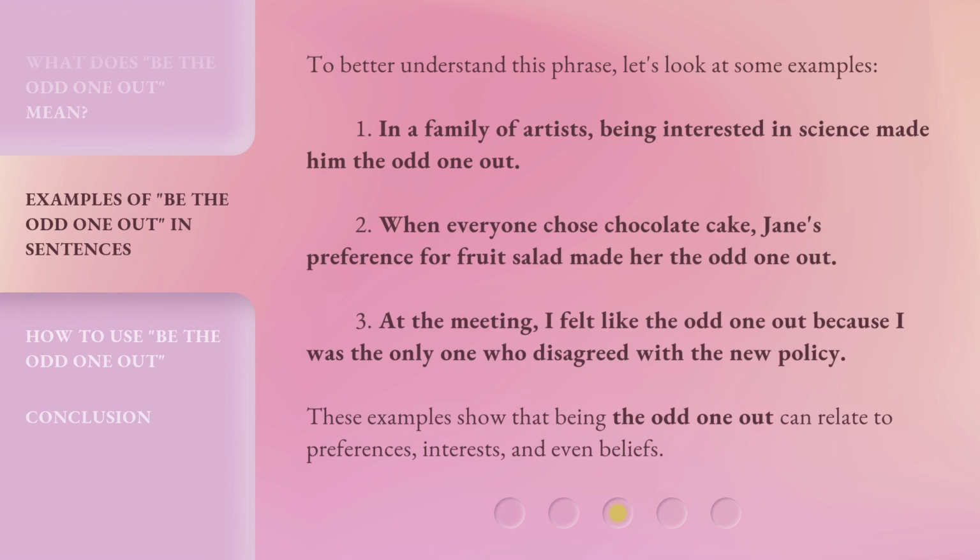To better understand this phrase, let's look at some examples. 1. In a family of artists, being interested in science made him the odd one out. 2. When everyone chose chocolate cake, Jane's preference for fruit salad made her the odd one out. 3. At the meeting, I felt like the odd one out because I was the only one who disagreed with the new policy. These examples show that being the odd one out can relate to preferences, interests, and even beliefs.